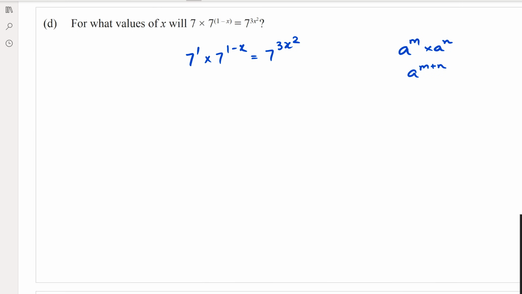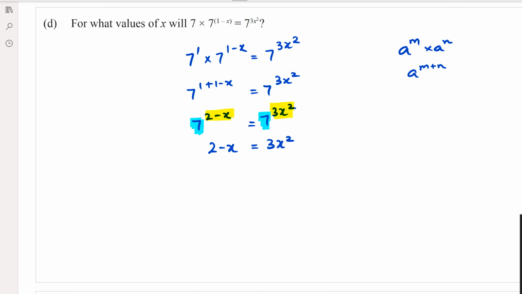Because the 7 has the common base, we can write this as 7 to the power of 1 plus 1 minus x equals 7 to the power of 3x squared. So this could be rewritten as 7 to the power of 2 minus x equals 7 to the power of 3x squared. And once again, because the bases are the same, you can write this as 2 minus x equals 3x squared. So remember that if the bases are the same, then the powers must equal each other.